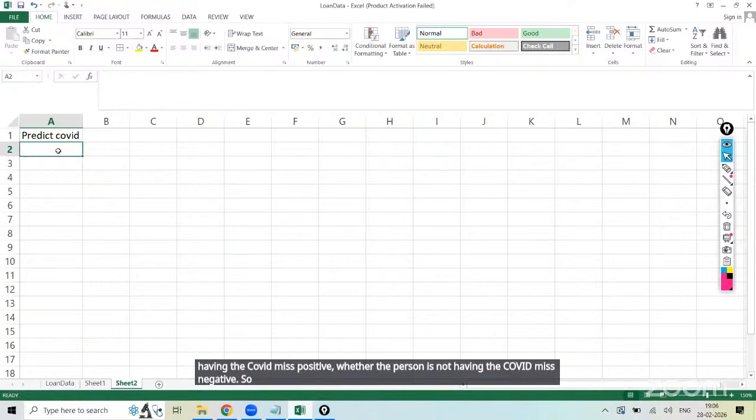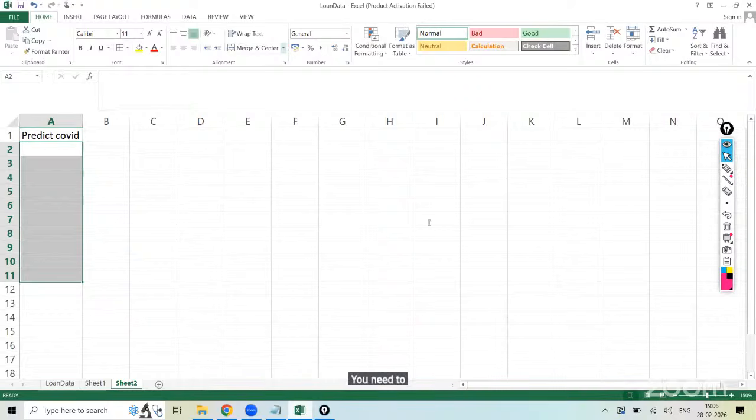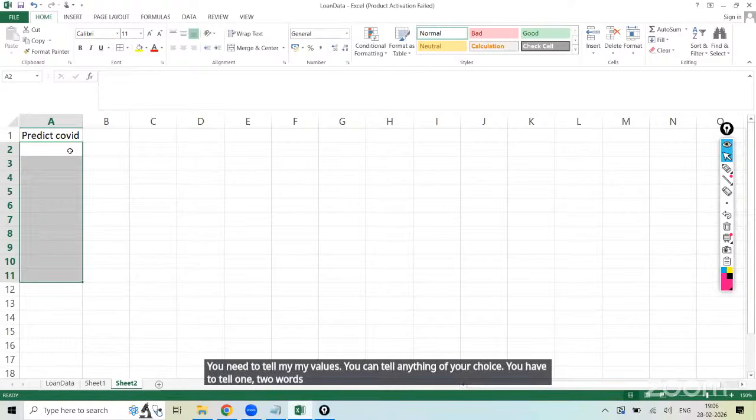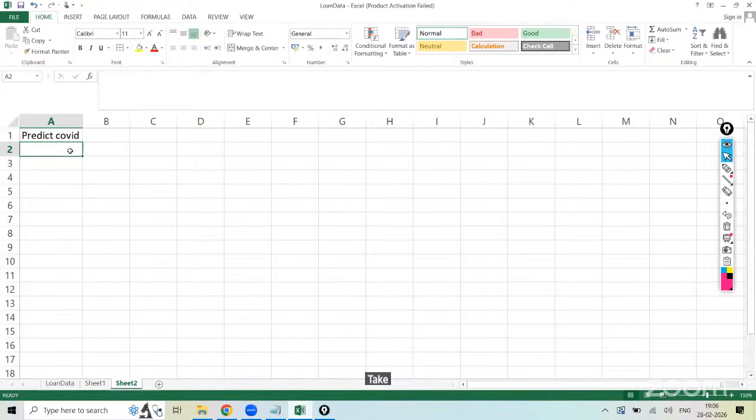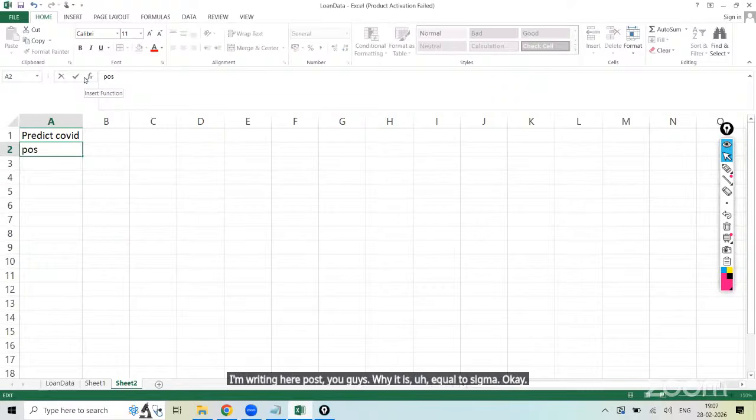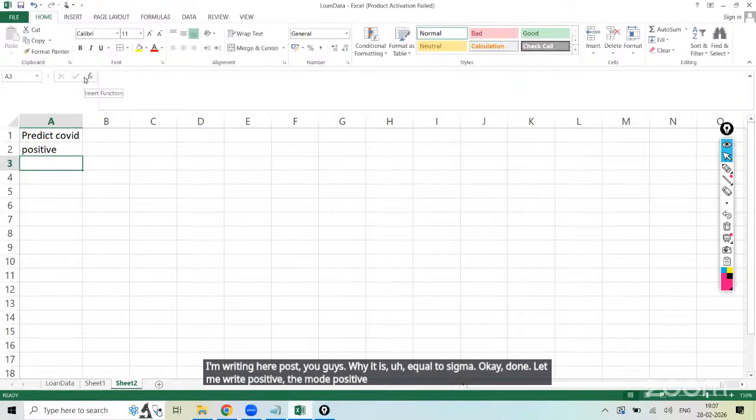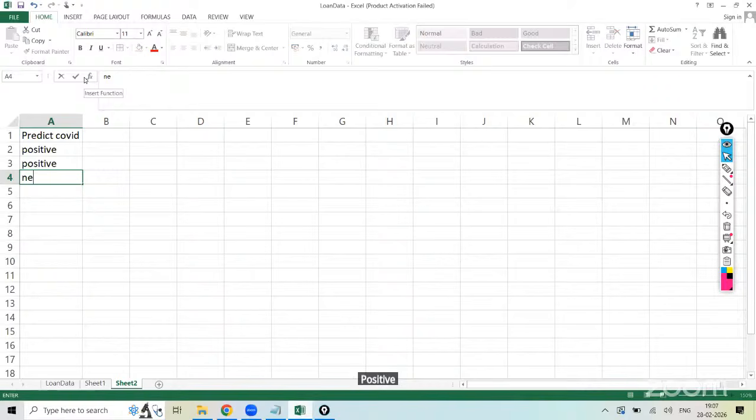Now any one student, tell me randomly 10 values of your choice, positives and negatives. You don't need to tell my values. You can tell anything of your choice. You have to tell 2 words: positive or negative. Take one random example. Tell me. First one is positive. Okay, I'm writing here positive, guys. Okay, done. Let me write the word positive. Positive, done. Negative.